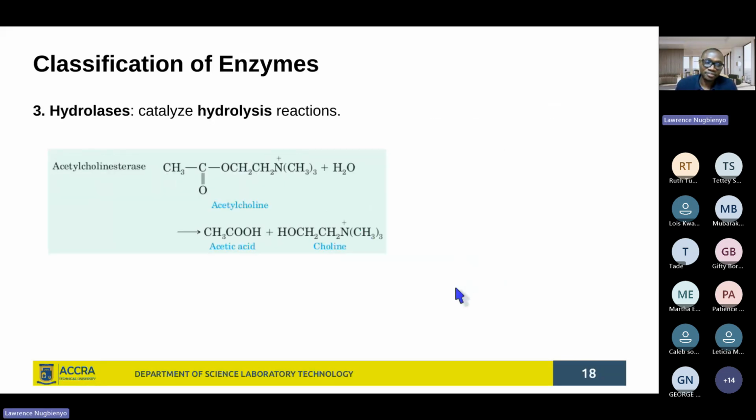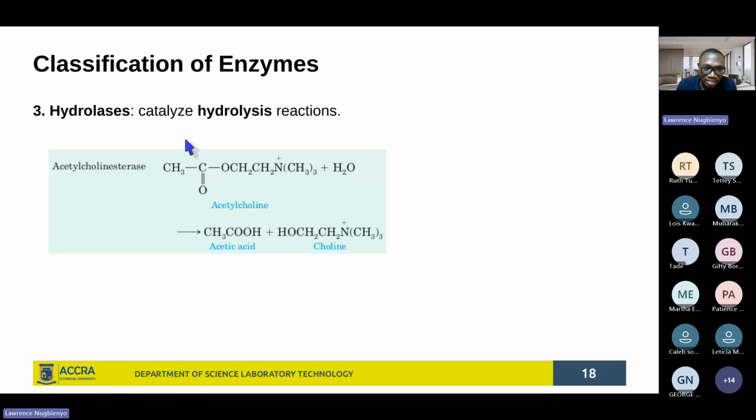So that's a transfer. The third class, hydrolase. These are involved in the catalysis of hydrolytic reactions, hydrolysis. We see an example, acetylcholine esterase. In the presence of water, acetylcholine esterase breaks down acetylcholine into acetic acid and choline.